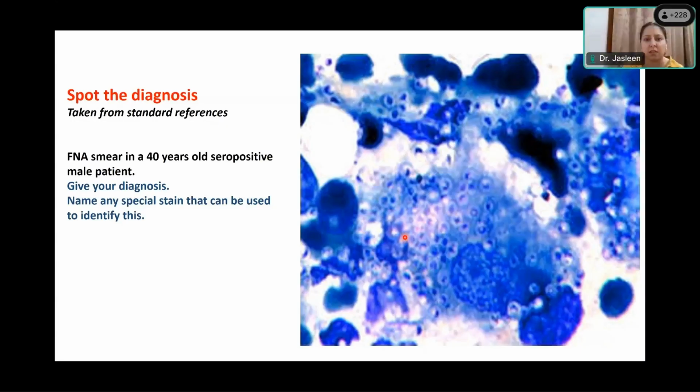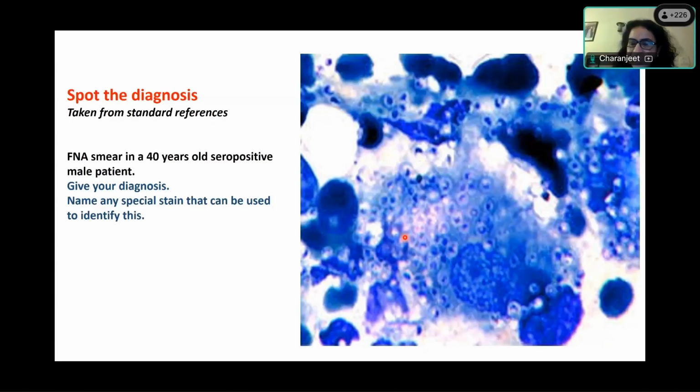India ink. Yes, India ink. What will you see in India ink? What is the characteristic? The capsule will be stained, yes? Will the capsule stain or not? People have written that the capsule will not stain. So it is negative staining with India ink.